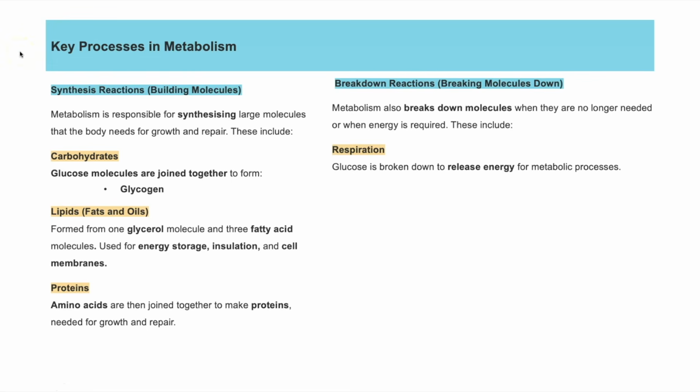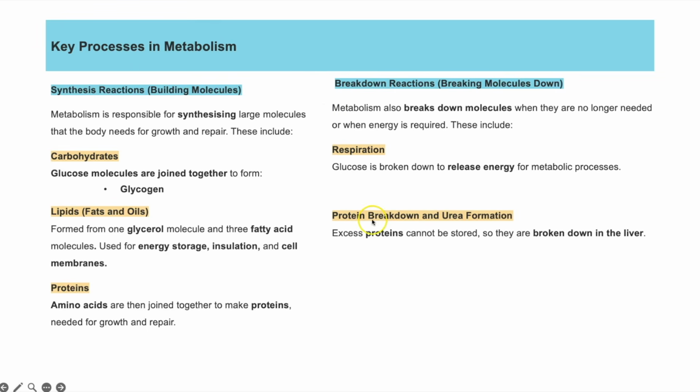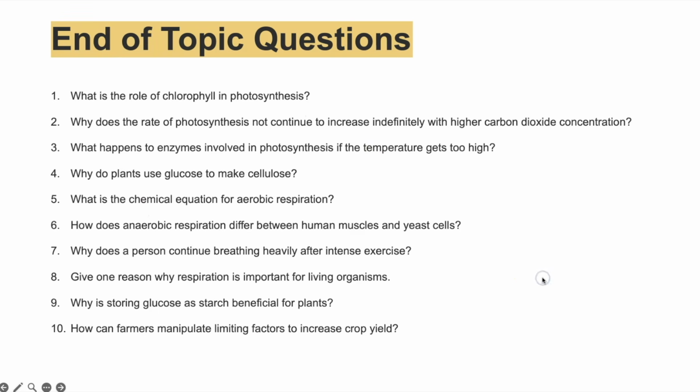So the other set of reactions are those that involve breaking down molecules. And respiration is an example of that because glucose is being broken down to release energy. You can also have proteins being broken down when urea is being formed. So any excess proteins actually can't be stored, so they're broken down in the liver into urea, which then gets excreted. And that excretion happens via the kidneys.